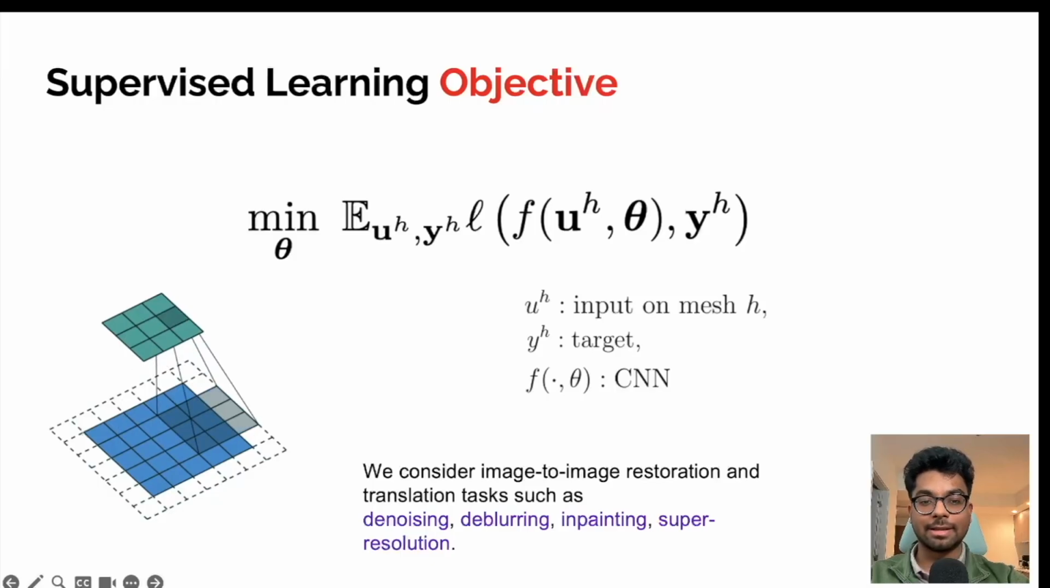The learning process then becomes minimizing the expected value of the loss function L between the outputs of the neural network f parameterized by theta and the corresponding target variables y_h, which are also discretized on the same resolution h. The important point to note here is that the network parameters theta are independent of the resolution, which means that the same convolution filters can operate on all resolutions regardless of how fine the grid is.